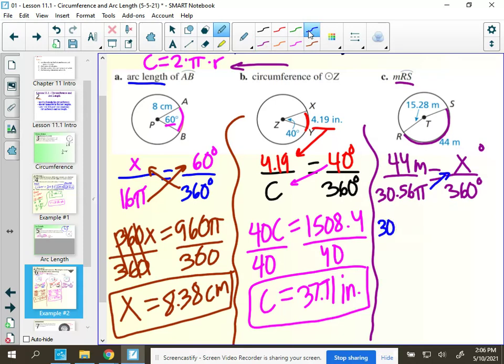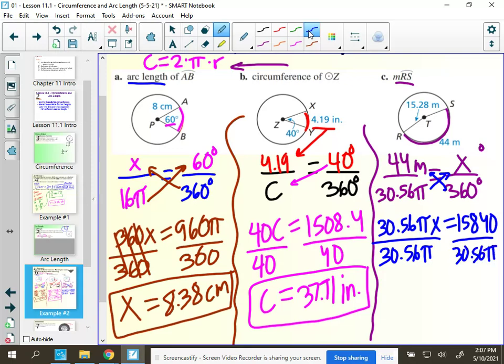So 30.56 pi x equals, go this way now, 360 times 44. I'm getting 15,840. Okay. Now, if we take care of our calculations and we understand how this goes on the calculator, I can divide kind of at the same time by 30.56 pi all at once if I want, because ultimately that's how we're going to get rid of everything on this side. Just be careful here.